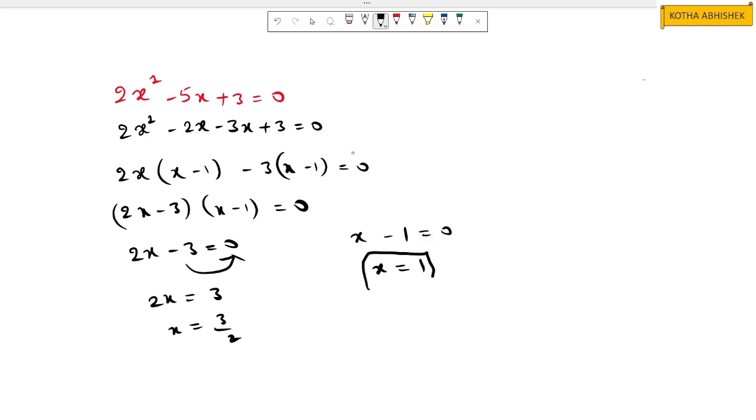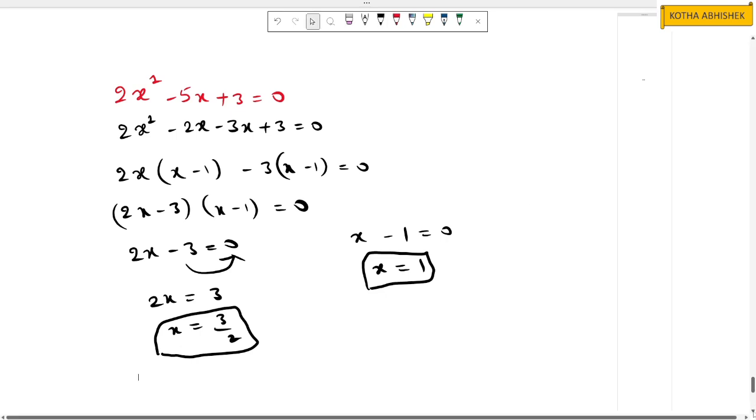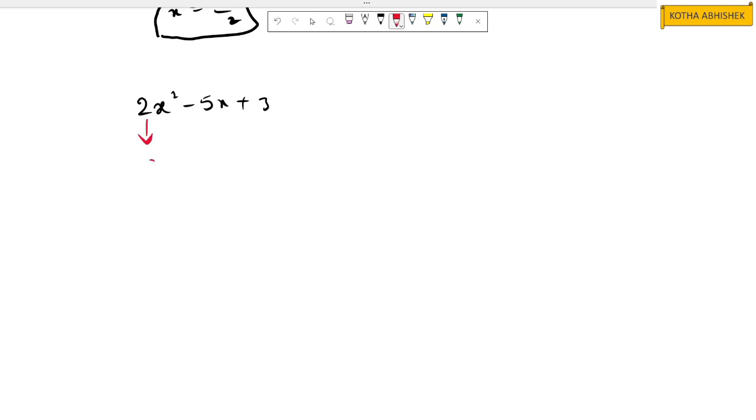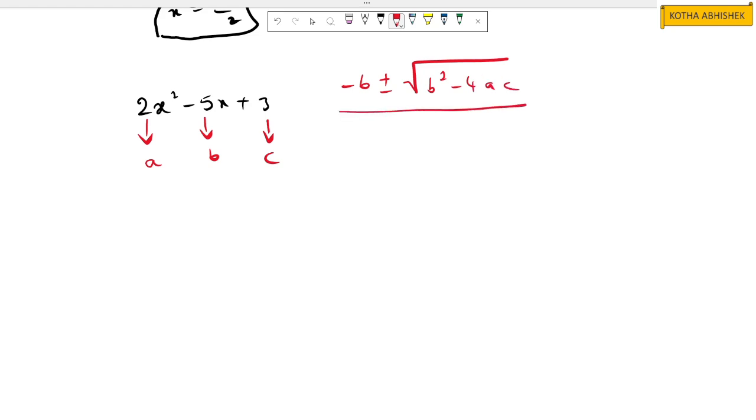So the values of x are either plus 1 or 3 by 2. Now let us solve the same problem with the help of the formula. 2x square minus 5x plus 3. Here the x square coefficient is a, the x coefficient is b, and the constant is c. So the formula is minus b plus or minus under root b square minus 4ac divided by 2a.